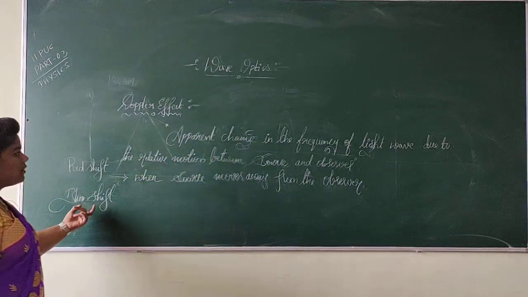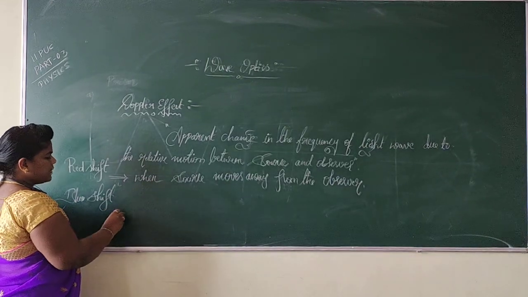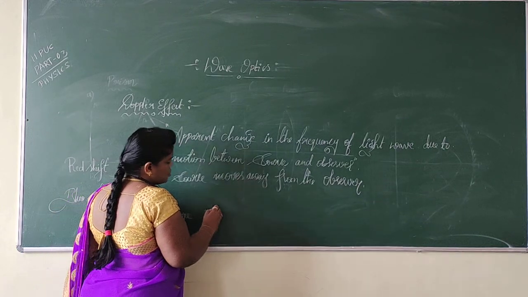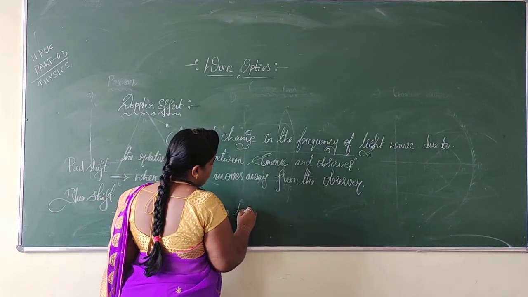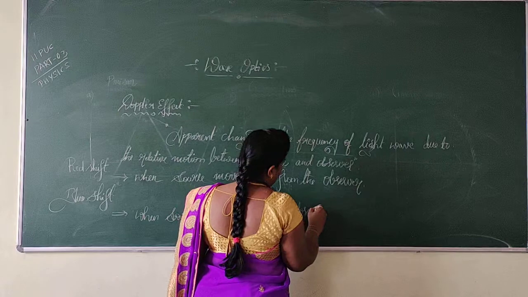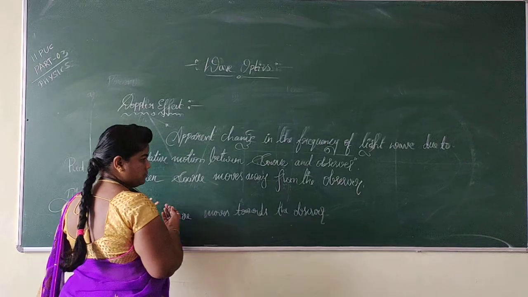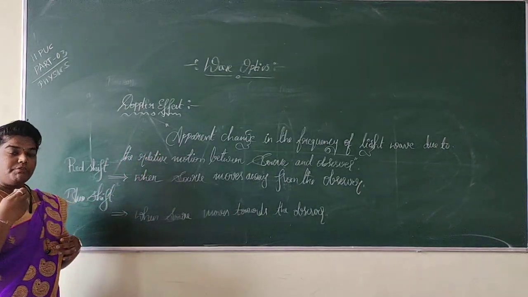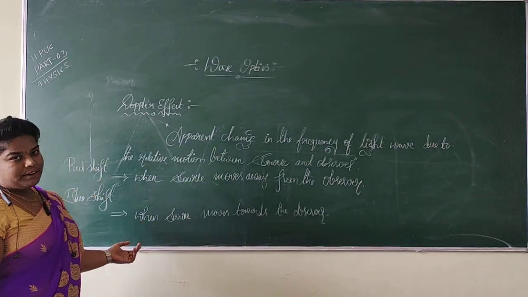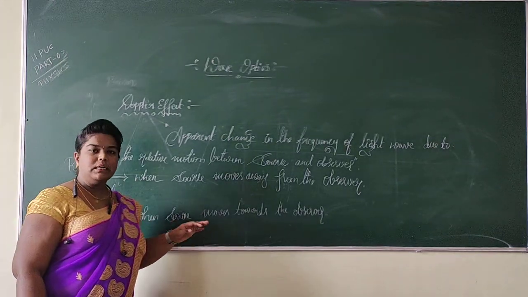But when will this blue shift come? See here, the opposite. It means when the source moves towards the observer. See, this is an observer, okay? I'm the source. If I just move towards this observer, what happens? The wavelength of light shifts from longer wavelength to the shorter wavelength region. Which one is having a shorter wavelength? That is blue color. So it is said to be the blue shift.